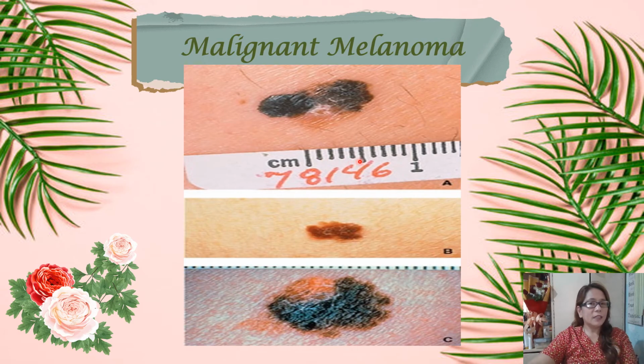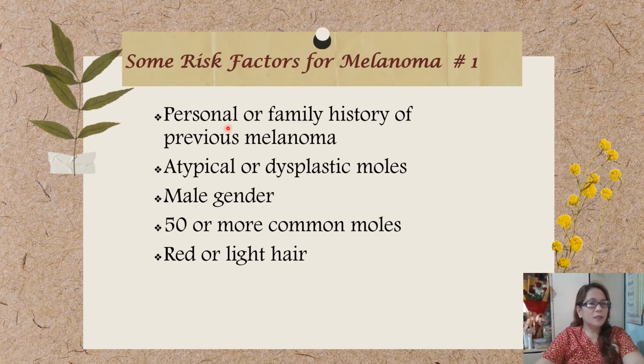Then E, it is evolving, or it constantly changes, no? The color, the size, and the shape are changing. And then E for elevation, it is elevated. Then F, it is firm to palpate. And lastly is the G, it grows progressively over several weeks. Mabilis siyang lumaki. Okay?